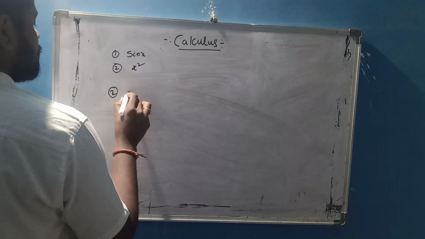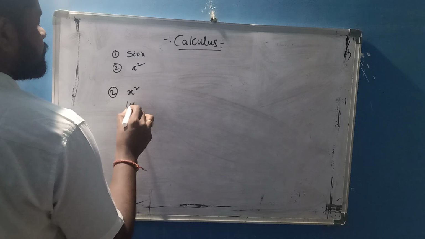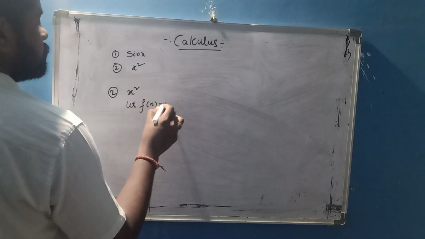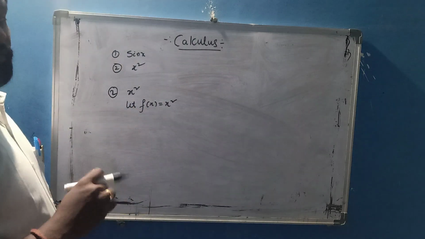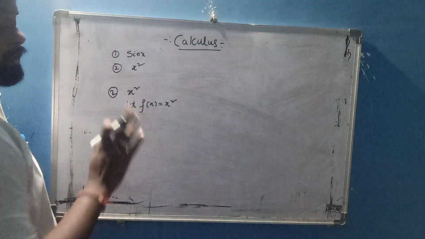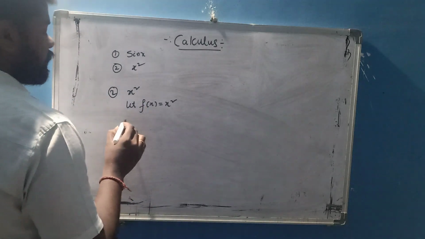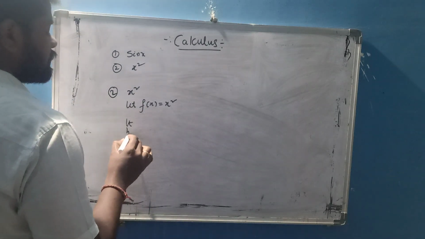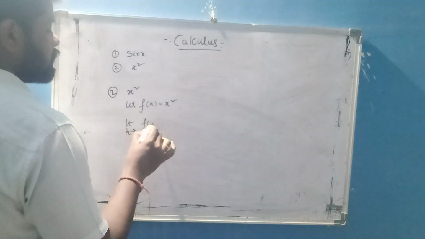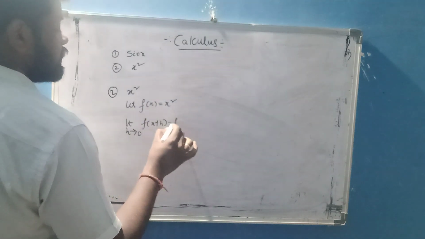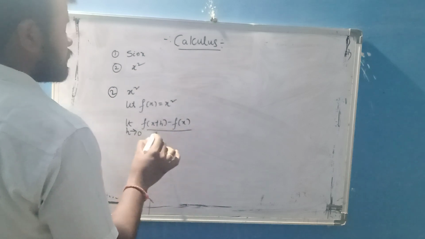Let f of x equal x square. Assume it like that; the last one was sin x, and now I am taking f of x equal to x square. From the first principle, what is the formula? Limit h tends to 0 of f of x plus h minus f of x, divided by h.